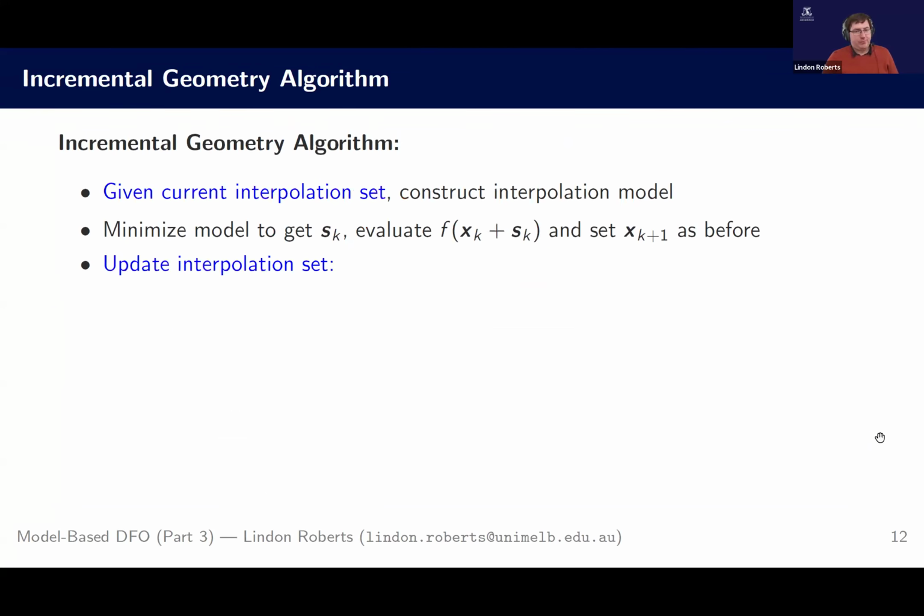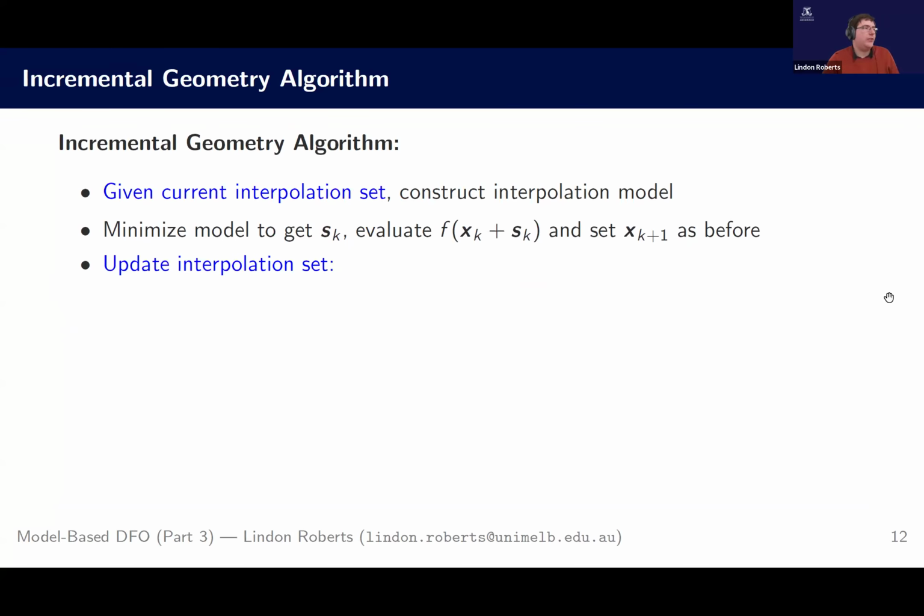So how do we do that? This is what the algorithm looks like. It's very similar to what we did yesterday. So I'm going to say, given our current choice of interpolation set, build our model, minimize the model to calculate a step, evaluate the new point, decide whether to accept or reject based on the ratio. That's exactly the same as before. What we now need to make a decision is how are we going to update the interpolation set and I guess the trust region radius.